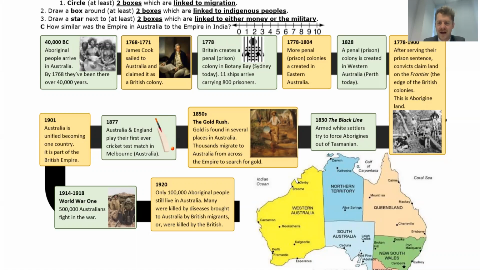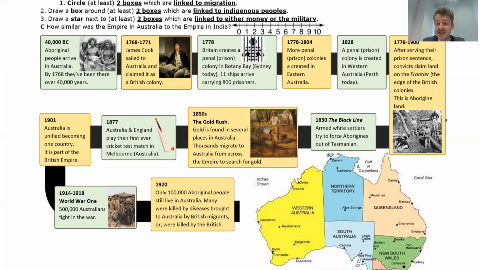I draw a circle around that. Nice and easy, that one, okay? And I'm going to do 1850 is the gold rush, where thousands migrate to Australia from the empire in search of gold. I'm going to draw a circle around that because that is people moving to Australia to help it work or for their benefit.